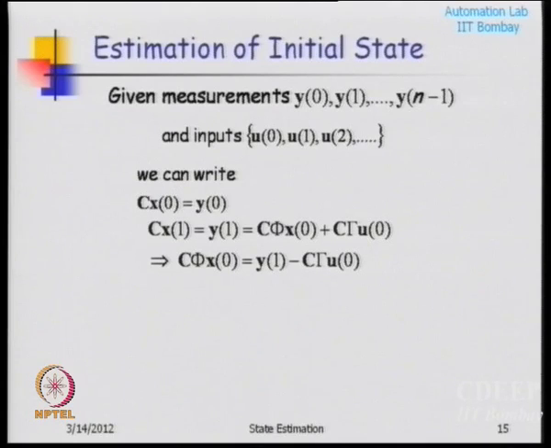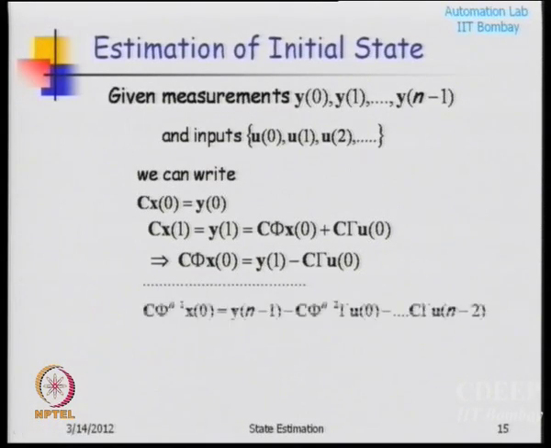I am collecting one more equation. I am writing C X1 is equal to Y1. Is everyone with me? All that I have done now is rearrange it in such a way that the unknown part is on the left hand side. Everything that is known, Y1 is known to me, C is known to me, Gamma is known to me, U0 is known to me. I have just taken it on the right hand side. Likewise, if I go on doing this, I will get these equations, with the unknown component on the left hand side and the known component on the right hand side.